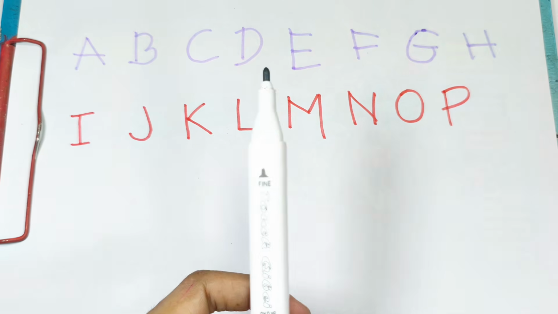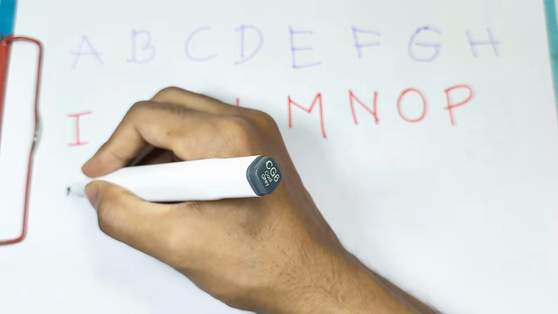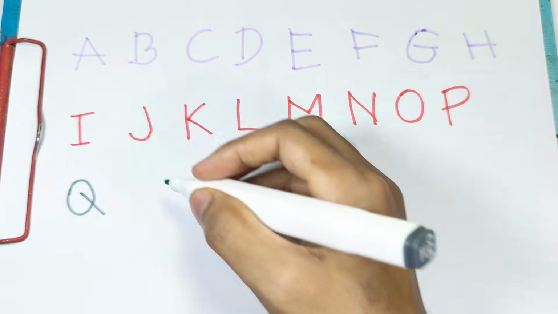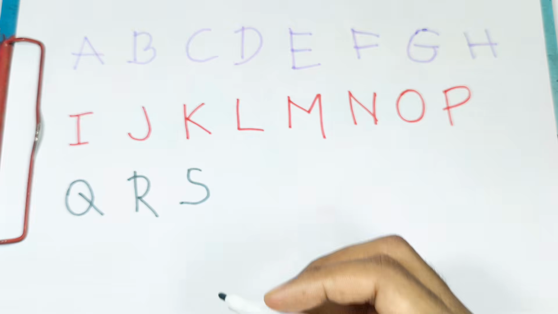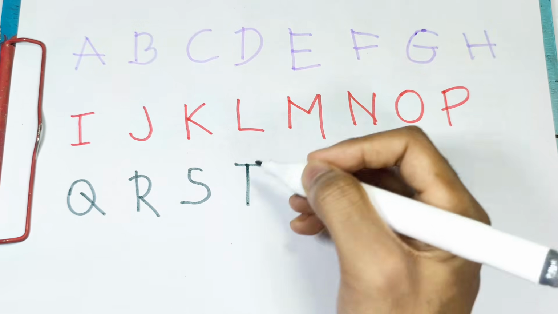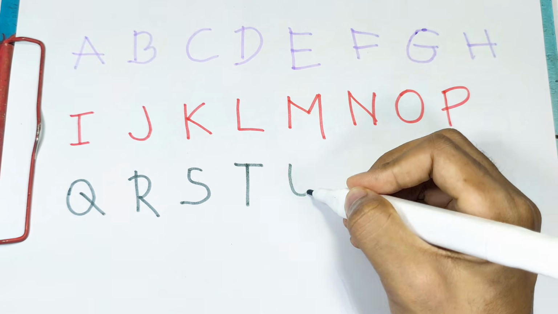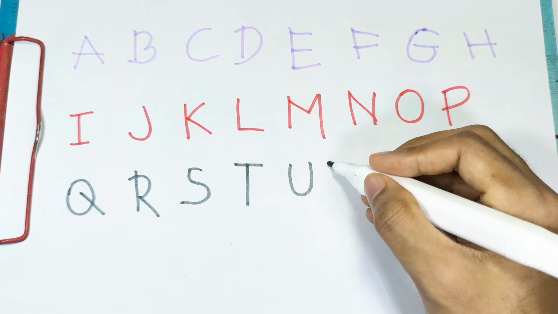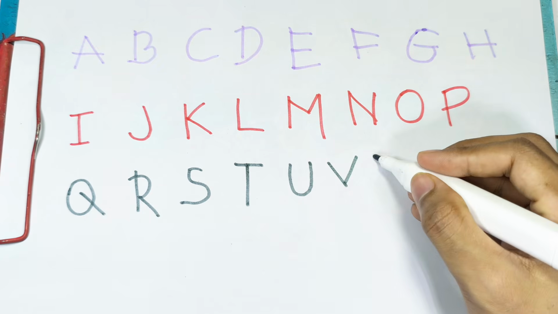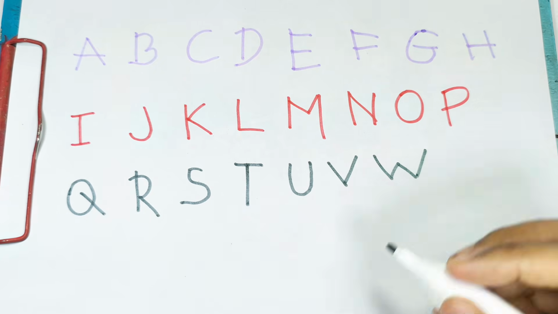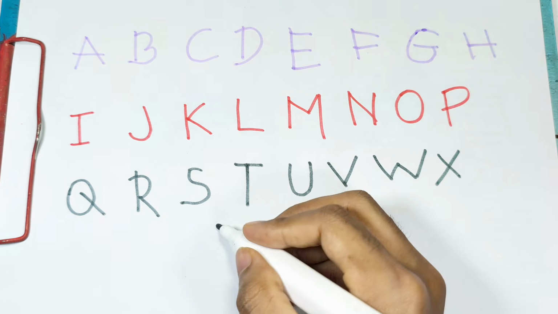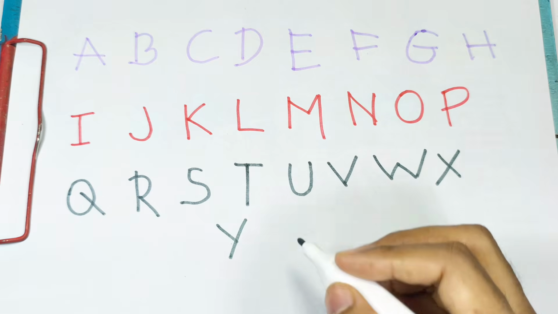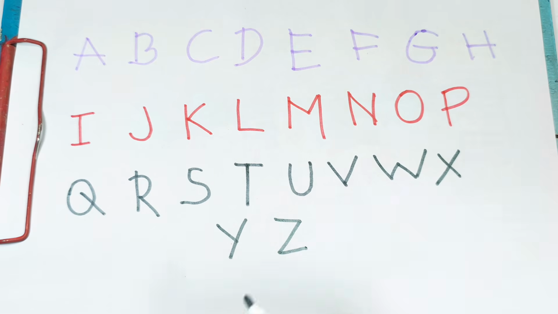P, cool gray color, Q, R, S, T, U, V, W, X, Y, Z. Today we draw capital letter alphabets A to Z.